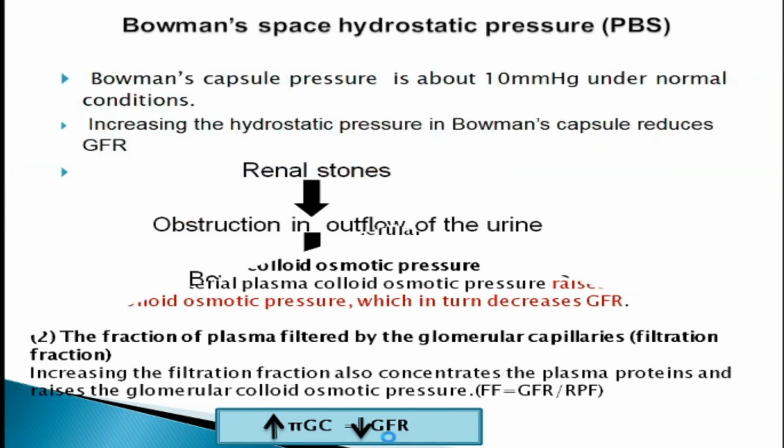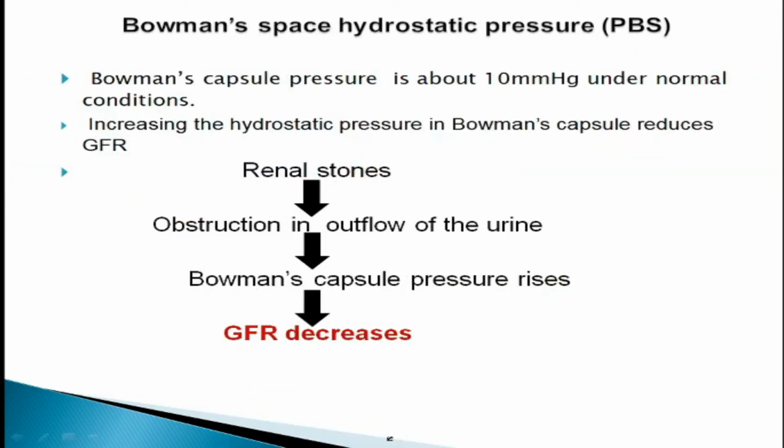Now moving on to the third determinant, that is the Bowman's space hydrostatic pressure. As we all know, once the fluid gets filtered across the capillaries, it moves into the Bowman's space, and the fluid in the Bowman's space creates a pressure which is known as the Bowman's space hydrostatic pressure. But since the flow of fluid in the tubules is not obstructed, this pressure is very minimal.